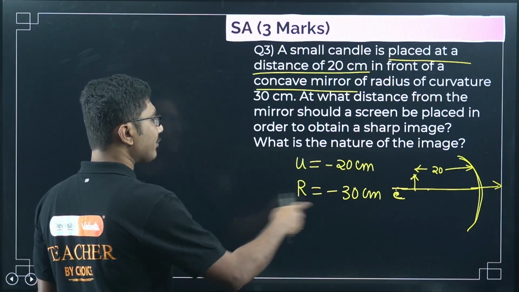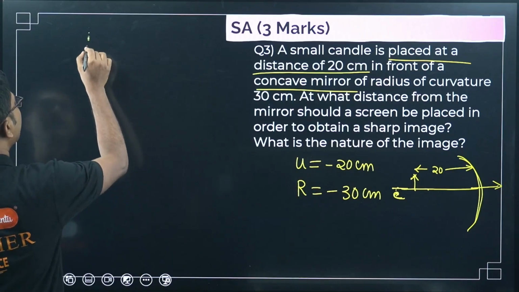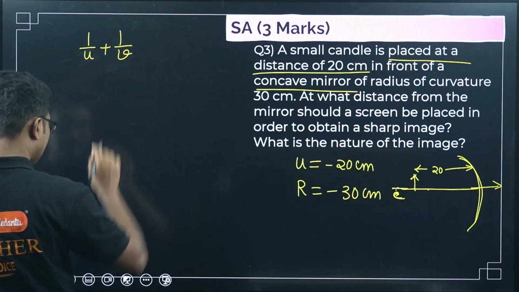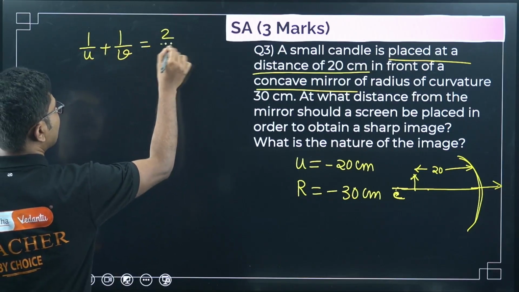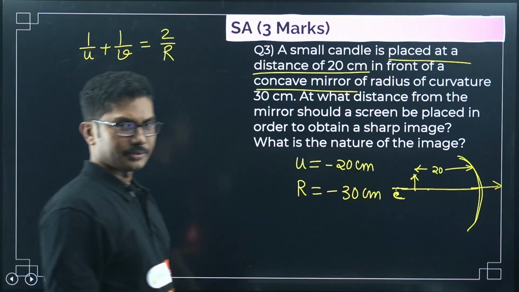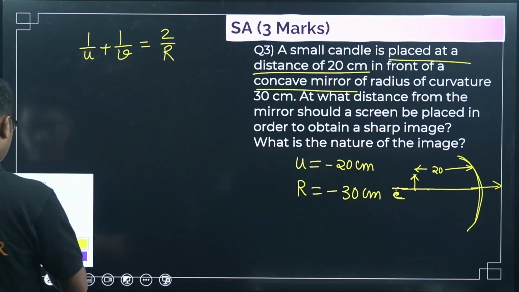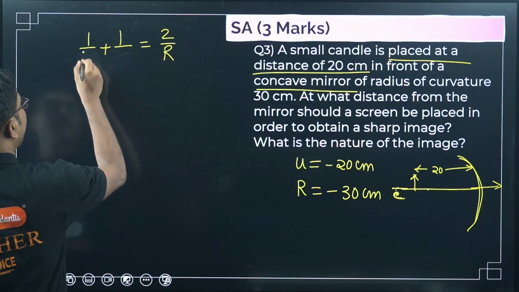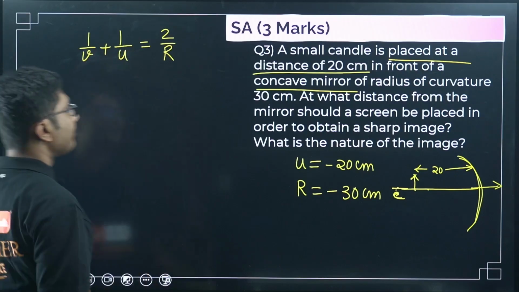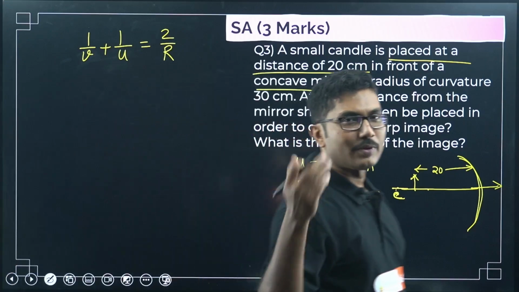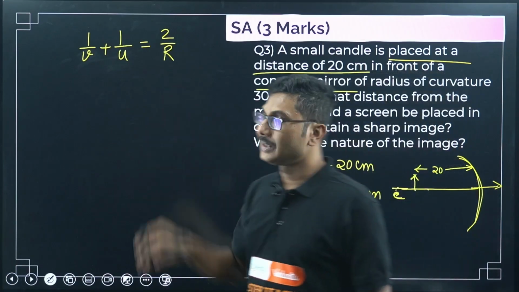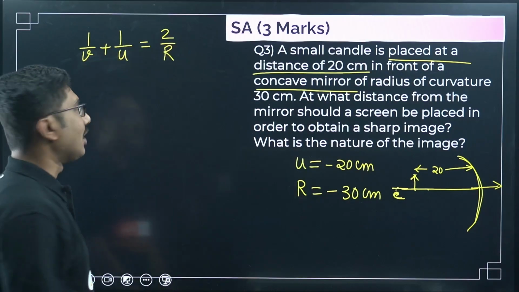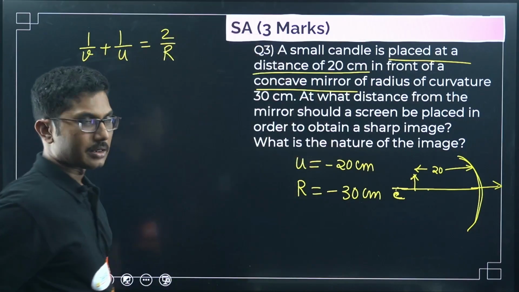I am not going to calculate focal length from this because we know that 1 by u plus 1 by v for mirrors equals 2 by r. So I am going to use this equation. I like to use 1 by v plus 1 by u, because for lenses it is 1 by v minus 1 by u, and for mirror it is 1 by v plus 1 by u. So that's why it is easier to remember. Now for mirrors it is 2 by r, right?